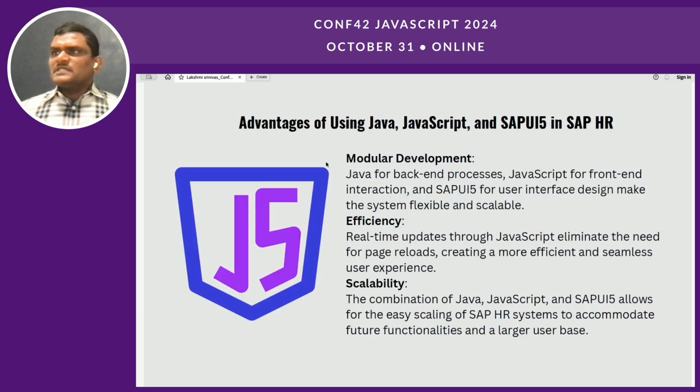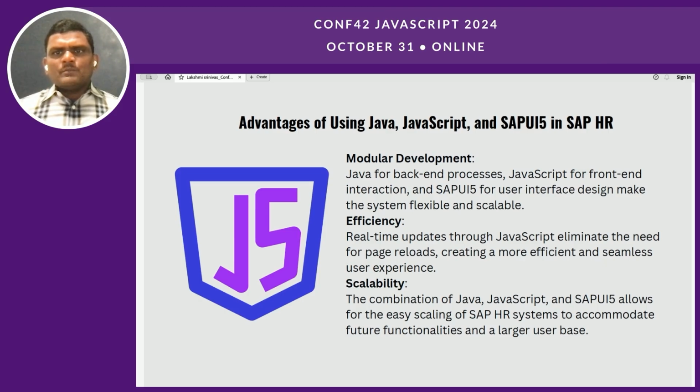Advantages of using Java, JavaScript, and UI5 in HR applications. The first advantage is modular development. Java for backend processing, JavaScript for front-end interaction, and SAP UI5 for user interface design, making the system flexible and scalable. Real-time updates through JavaScript eliminate the need for page reloads, creating a more efficient and seamless user experience.